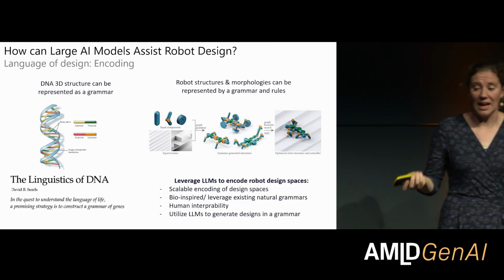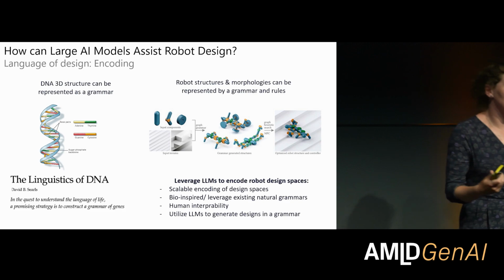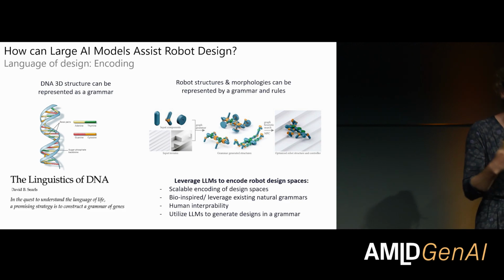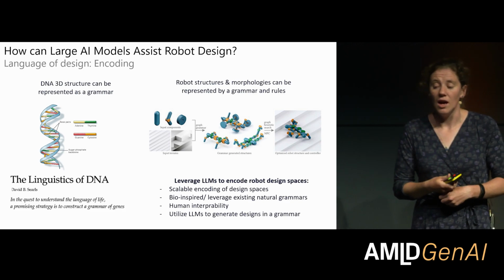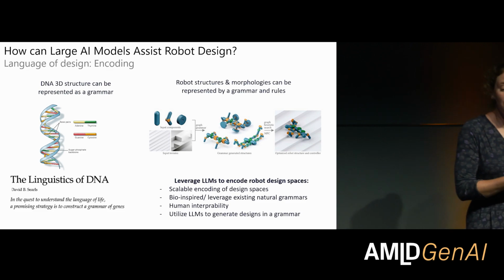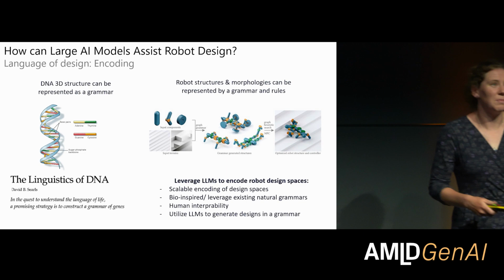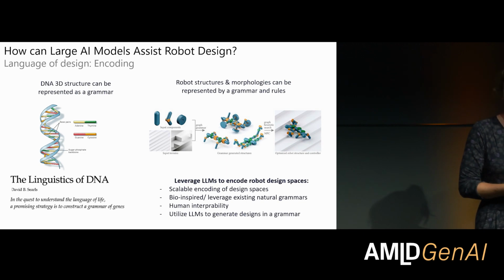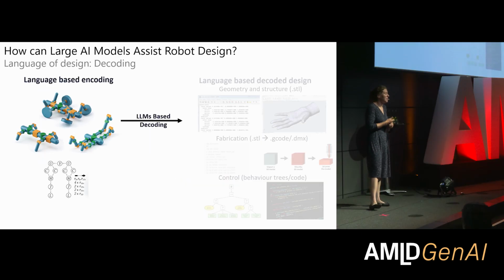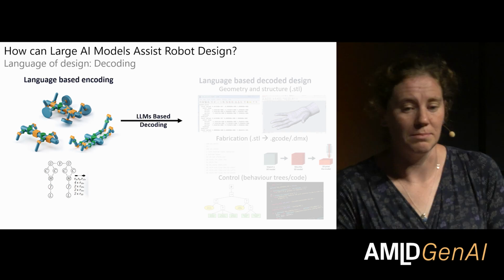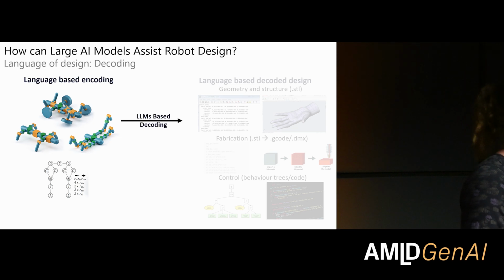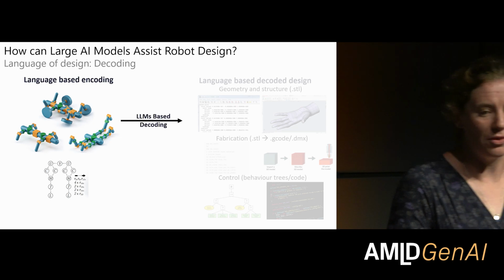This gives us a very scalable encoding. It can be bio-inspired, because we can use our LLMs to propose different grammar types. It also offers human interpretability, which is very important at this stage, and allows us to generate many very complex designs. But the important thing is the decoding. If we can represent our design, we also need to be able to decode it into something that can be fabricated. And here, LLMs, again, can be very powerful.